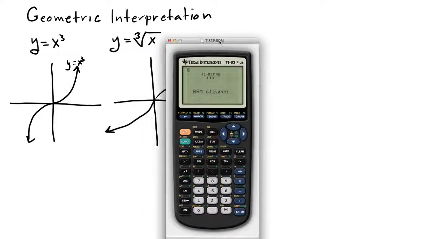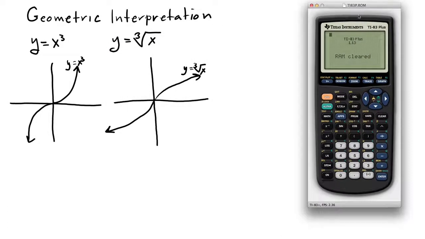So here's my TI-83 calculator. I'm going to clear this out, and I want to enter in the two functions. I'm going to put in x to the third in one function, and I don't have a cube root, so I'm just going to say x to the, remember the cube root is the 1/3 power, so to the 1/3 power.